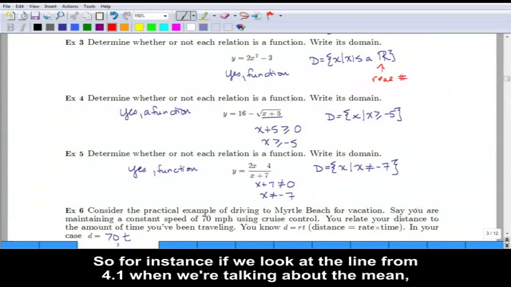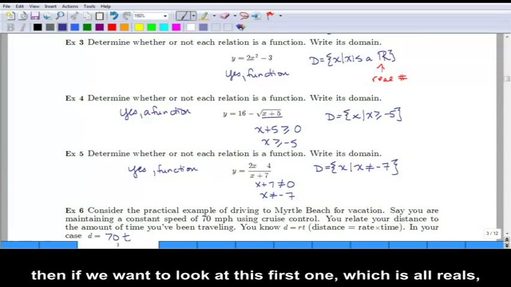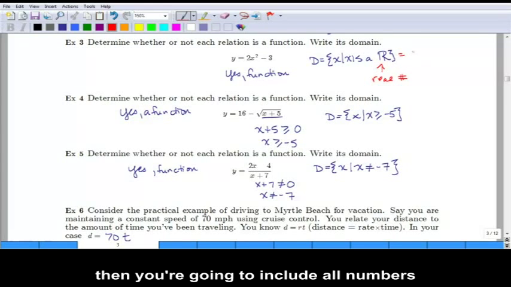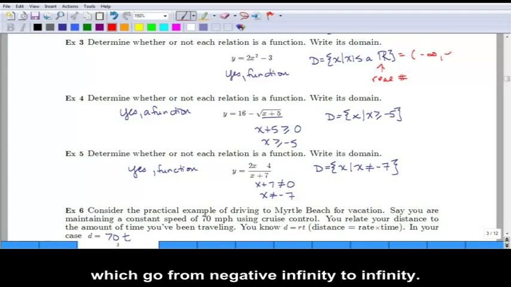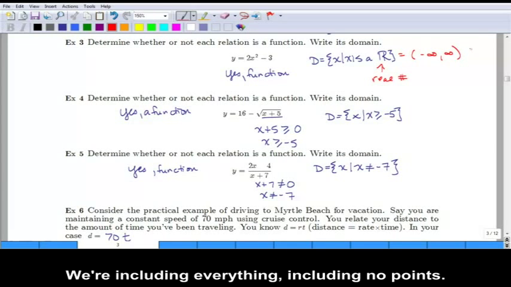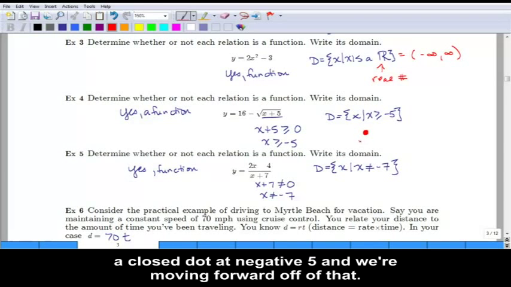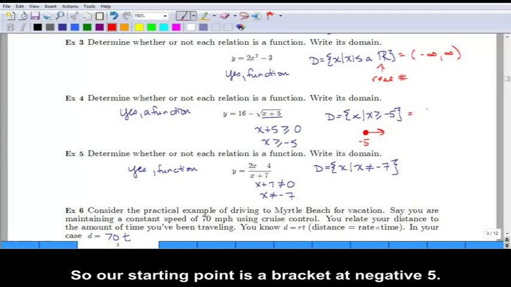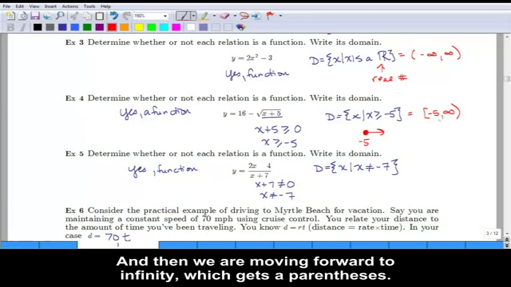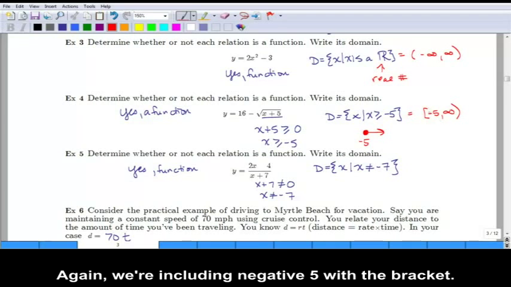So for instance, if we look at the lesson from 4.1 when we're talking about domain, and we look at this first one, which is all reals, then we are going to include all numbers, which go from -infinity to infinity. We're including everything, excluding no points. For the second domain here, we have x is greater than or equal to -5. So greater than or equal to gives us a closed dot at -5, and we're moving forward off of that. Our starting point is a bracket at -5, and then we are moving forward to infinity, which gets a parentheses. Again, we're including -5 with the bracket.